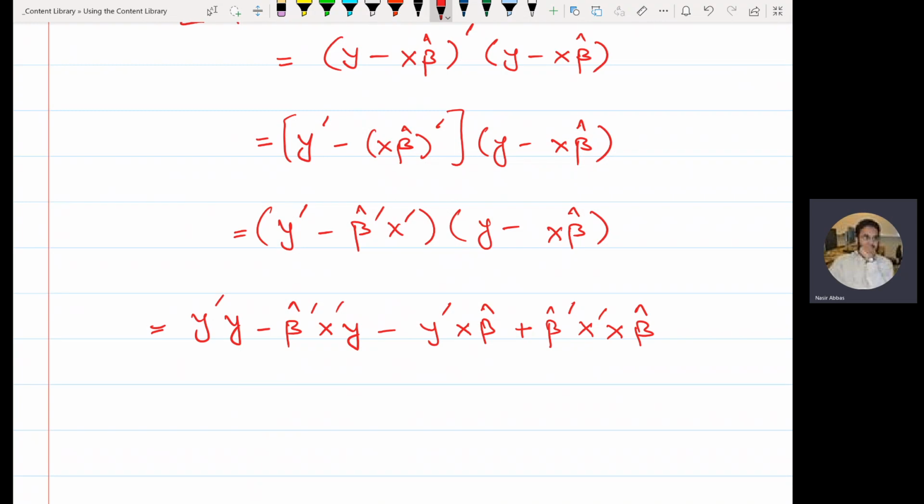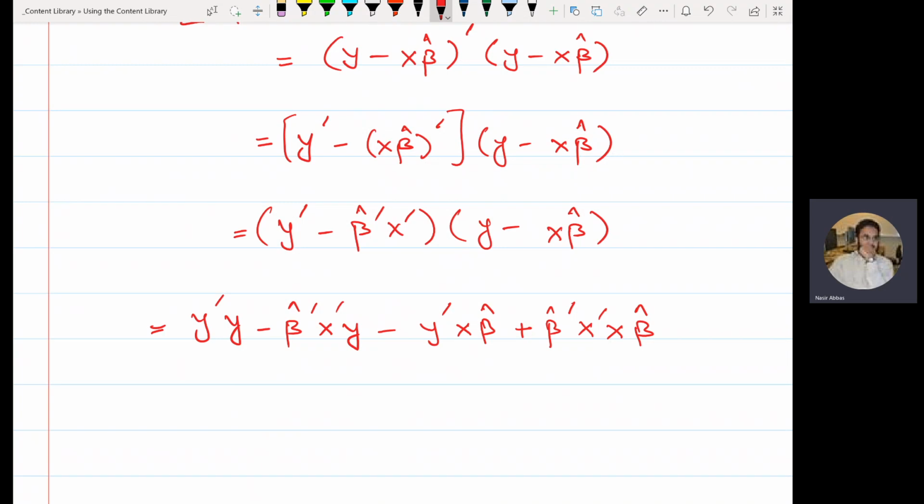But when I'm doing it with matrices, I need to be careful about the order. If beta hat is in front, it should be in front in the product also. So the first term, I cannot write it Y times Y transpose. It should be Y transpose times Y.